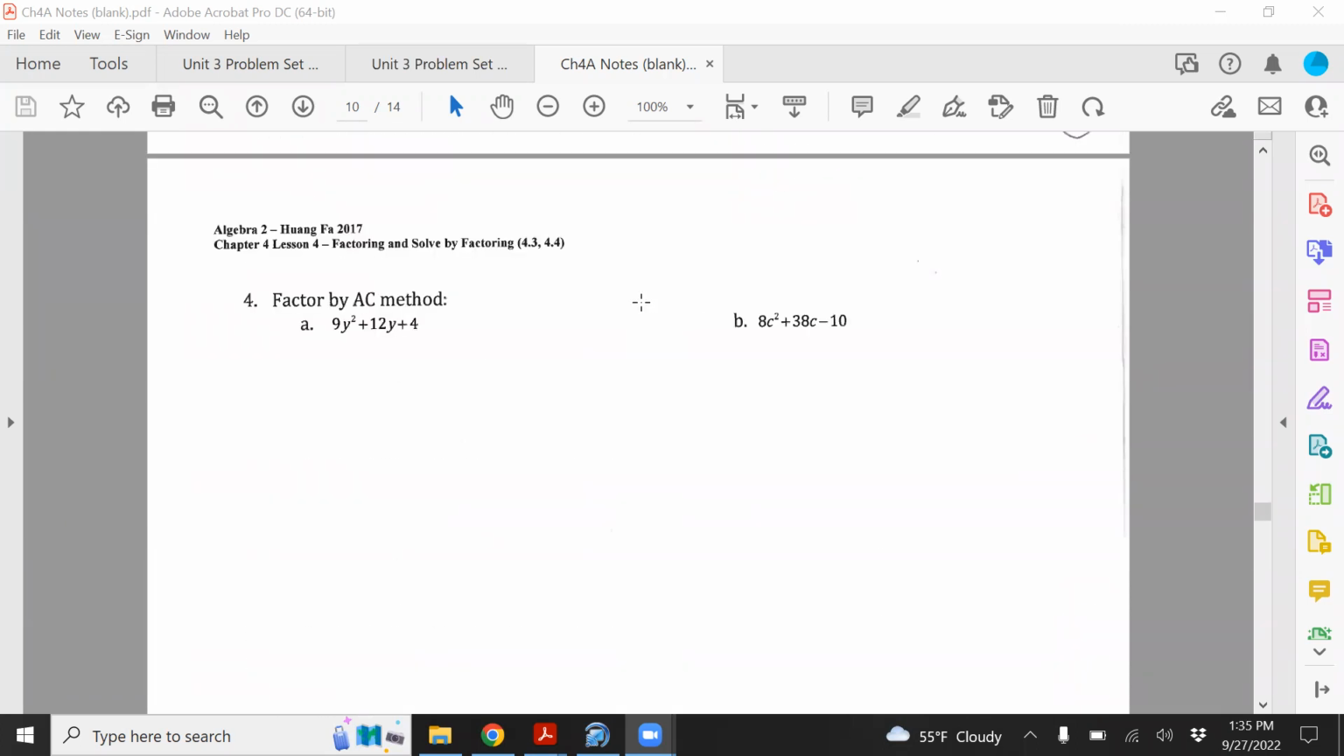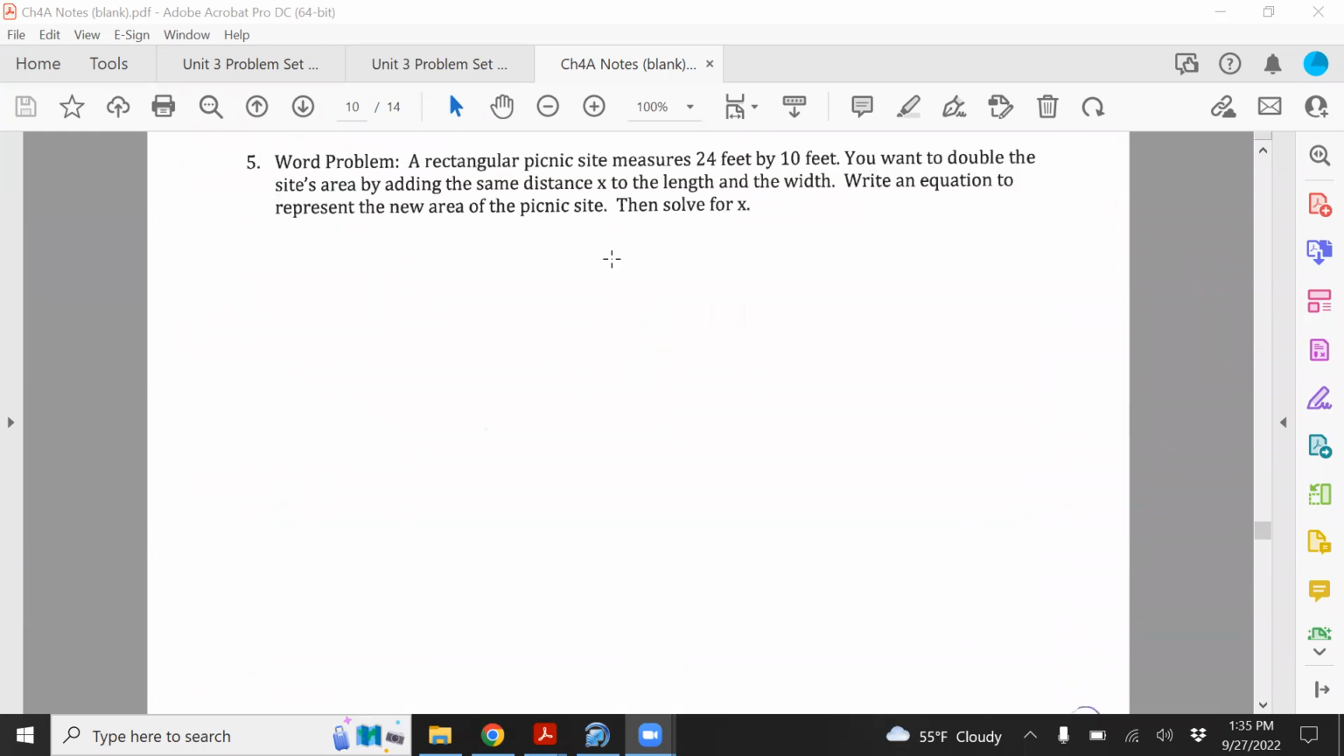It says less than 4 up top, but it's just number 5 on page 10. So here you've got a picnic site that measures those dimensions. You want to double the area by adding the same distance x to length and width. Write an equation and then solve for x.